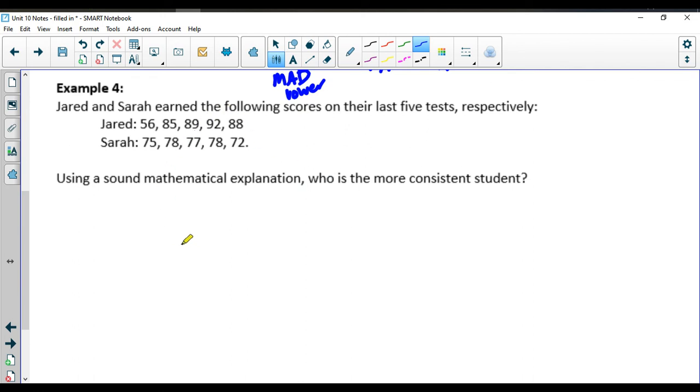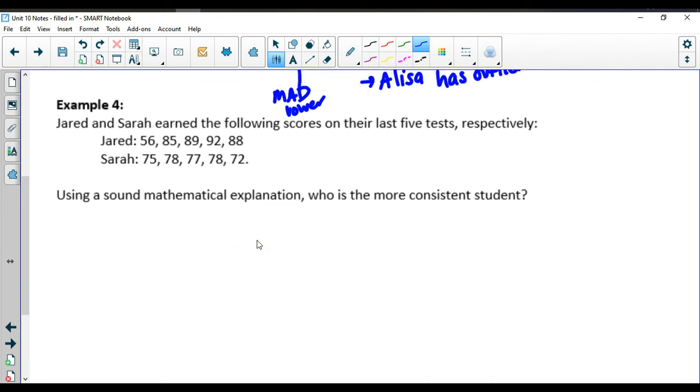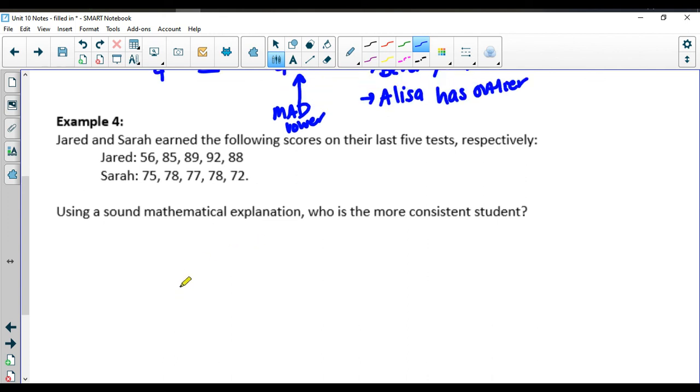I want you to give me a little bit of information. What can you tell me about Jared's scores? What can you tell me about Sarah's scores? Who would be more consistent? You're welcome to type it out if you would like to, or you're welcome to use a voice response on this one. But I'd like you to think about what we just talked about with Alyssa and Beverly and talk to me a little bit about who's more consistent and who's going to be the more consistent student here.